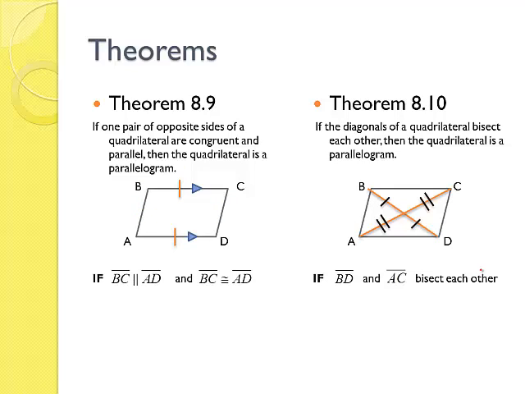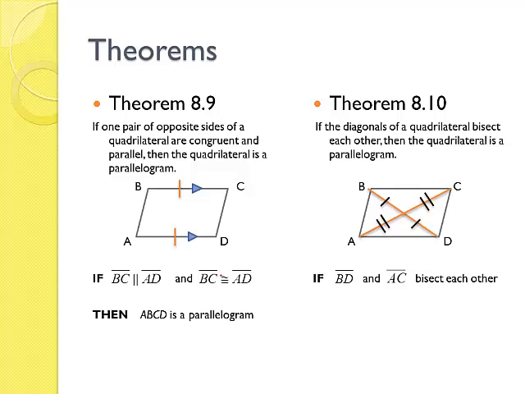Okay, so this is theorem 8.9: if one pair of opposite sides of a quadrilateral are congruent and parallel, then the quadrilateral automatically is a parallelogram. So if we know that BC is parallel to AD, we also know that BC's length is congruent to AD's length, or segment. That means automatically that ABCD is a parallelogram.